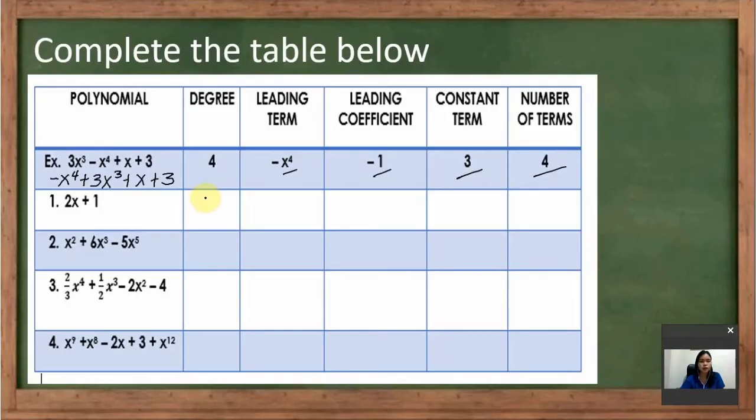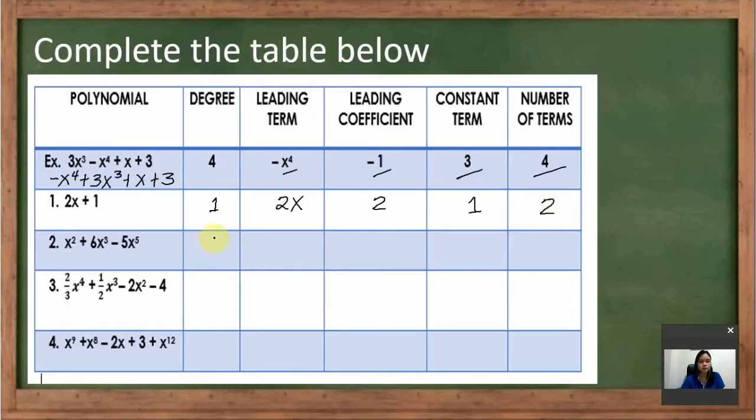Number 1, we have 2x plus 1. The degree is 1. What is the leading term? We have 2x. The leading coefficient is 2. The constant term is positive 1. And the number of terms is 2.